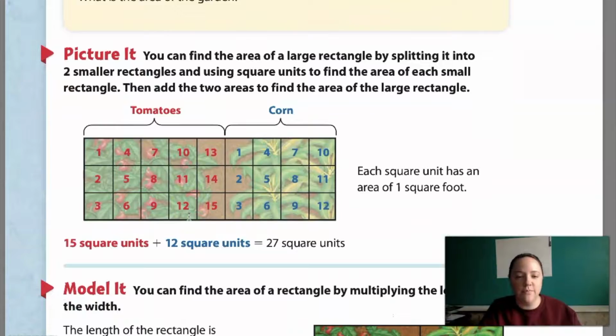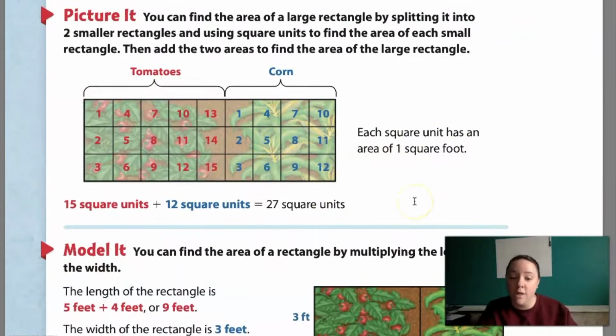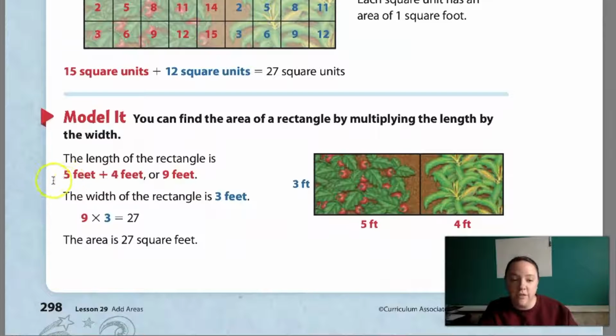And then on your screen it shows you how they break it apart. They just counted 1, 2, 3, 4, 5, 6, 7, 8, 9, 10, 11, 12, 13, 14, 15, and then the corn starts. So you can start over, or you can just count it. 16, 17, 18, 19, 20, 21, 22, 23, 24, 25, 26, 27. Each square unit has an area of 1 square feet.